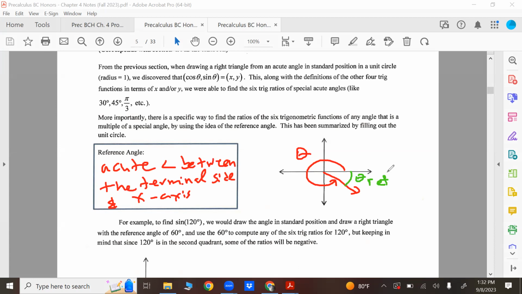And then to find, say, sine of 120, what do we do? Can I move the screen? I'll wait.